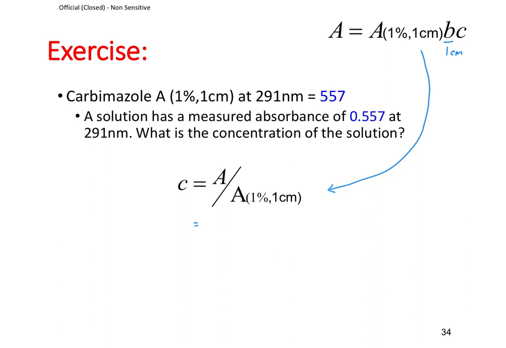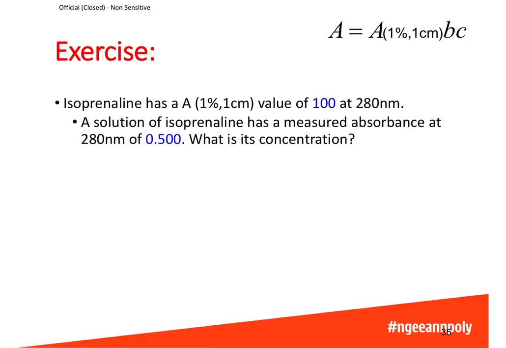Absorbance of the sample is 0.557 and the specific absorbance is 557. So our concentration of the sample is 0.001% weight over volume. Let's try another similar exercise.